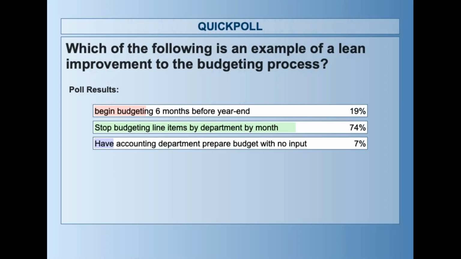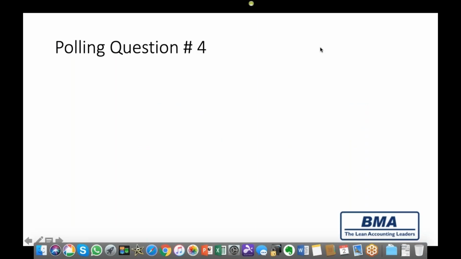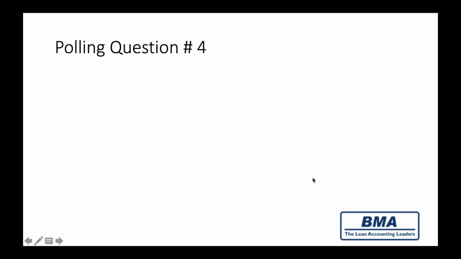So yes, the correct answer is stop budgeting line items by department by month. We don't want to extend the budgeting process. We want to shrink it. And we don't want the accounting department to prepare the budget with no input either. So that's the polling question, and I just have a couple of wrap-up slides.